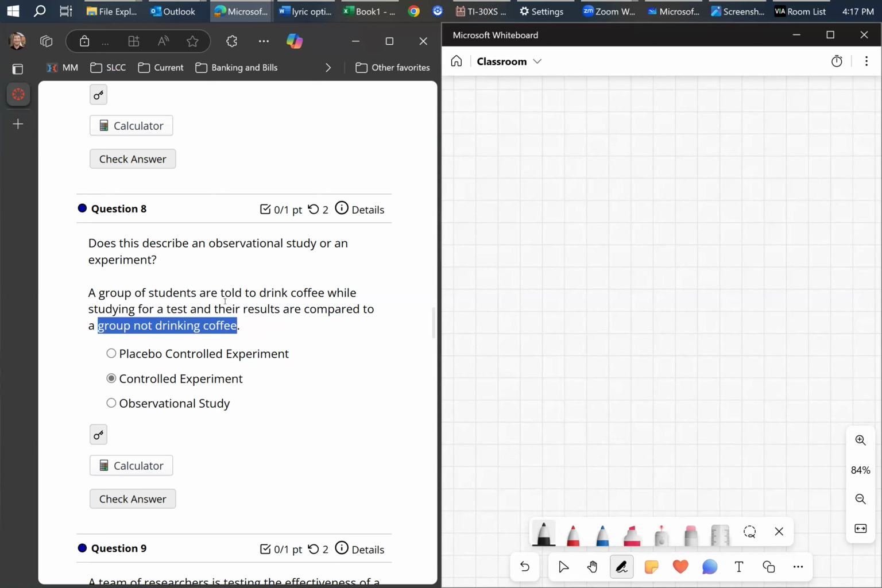This one is just drinking something, or I don't know if they're not drinking. So it is for sure an experiment. The placebo would have to be something where they're not sure what they're drinking. It could be the treatment or not. And an observational study would just be you sitting in the testing center or wherever they are and looking for how many students are studying and drinking something. That could be an observational study.